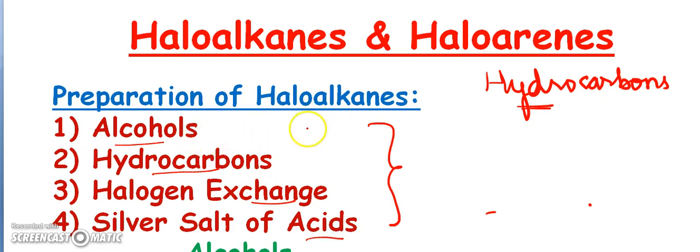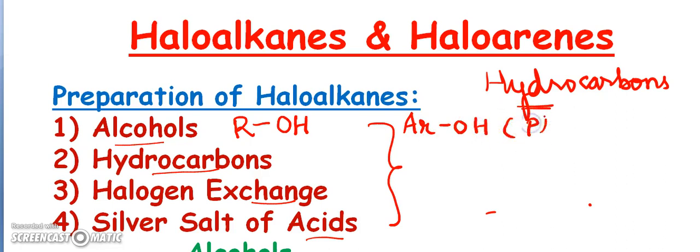Now alcohols are the organic compounds that have the functional group OH. So if you have the alkyl group present with the OH, you have this ROH. If you have the aromatic alcohol, like ArOH, this is phenol. This is for the preparation of the aromatic compounds, the haloarenes.